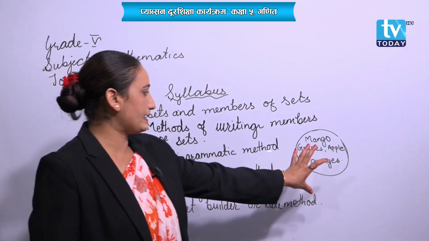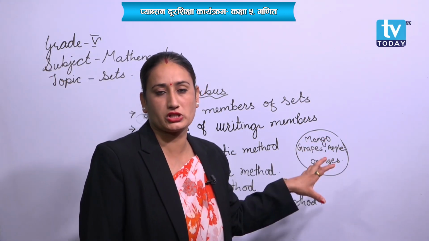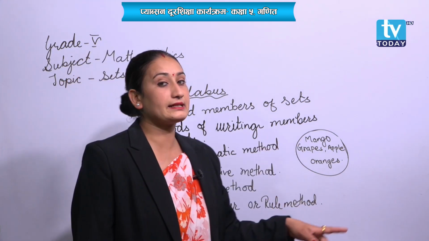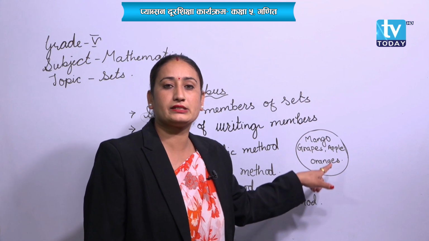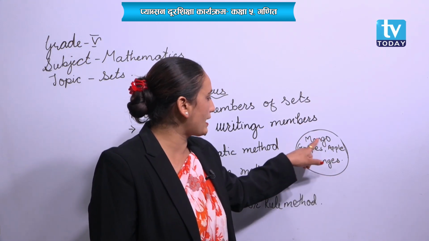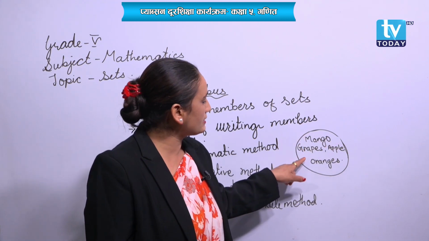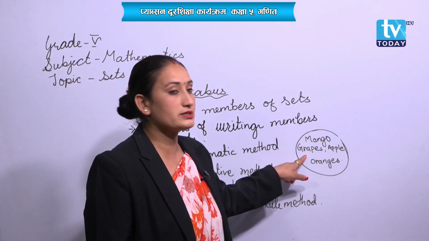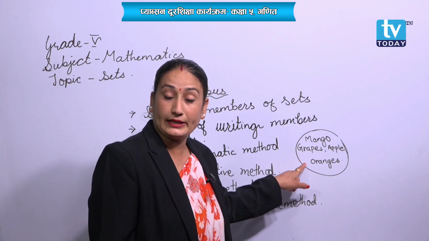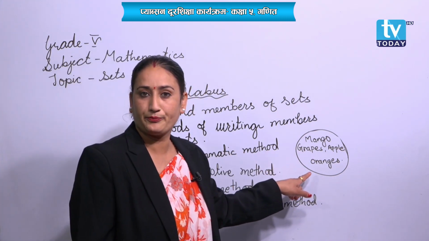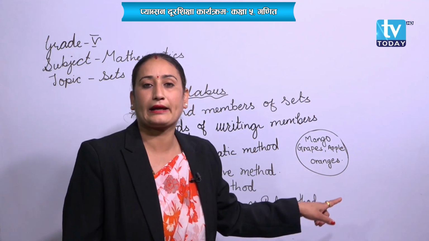But here I have shown you the picture in form of a circle or oval, and inside that circle I have written the members. They are known as the members of a set, okay? If I have written inside the circle the members of that fruit, then we call it a diagrammatic method.